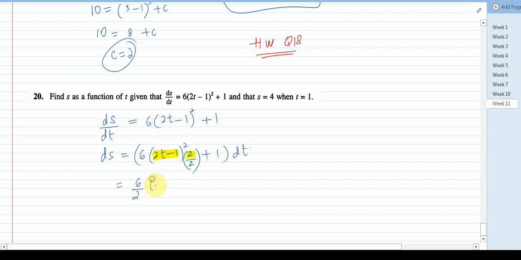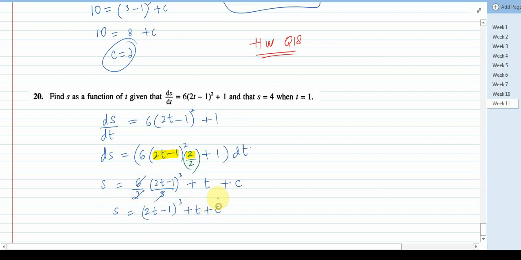Now 2t minus 1 can be integrated, so the whole power becomes cube, divided by the total power cube, plus the integral of 1 which is t, and the constant c. On the left side we have s. Alright, 3 2s are 6 and the 6 is cancelled. So s equals (2t minus 1) power cube plus t plus c.